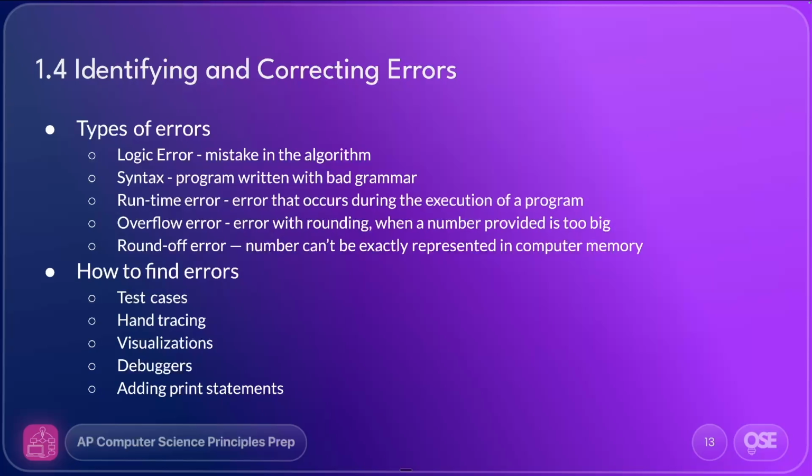Overflow is an error with rounding when a number provided is too big. And roundoff error is an error where a number can't be exactly represented in computer memory. How do you actually find these errors? We do test cases, we hand trace code, we visualize our code, we use debuggers, and we add print statements to see outputs throughout various levels of the program.